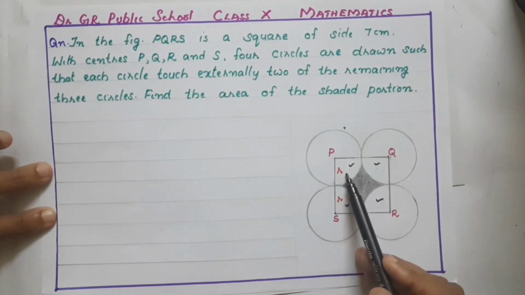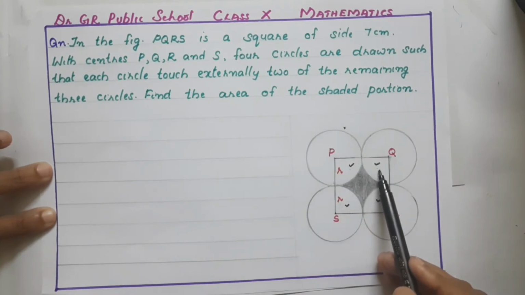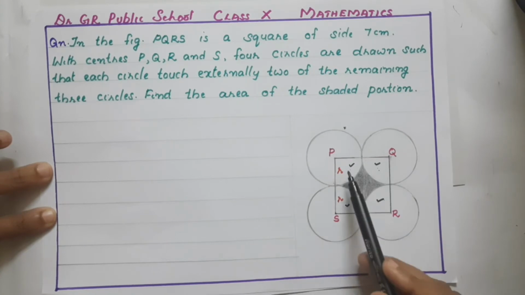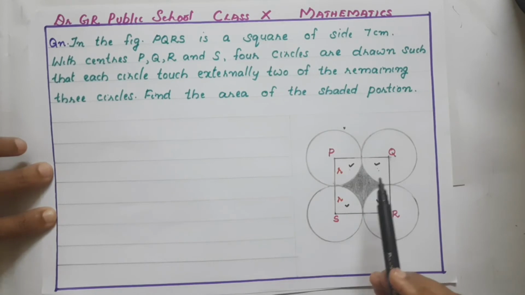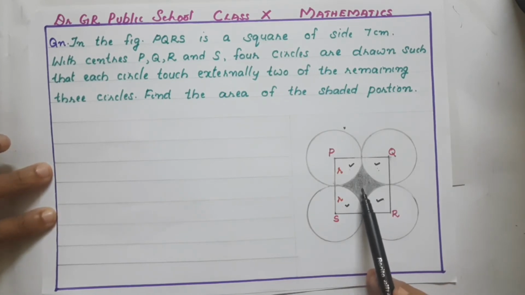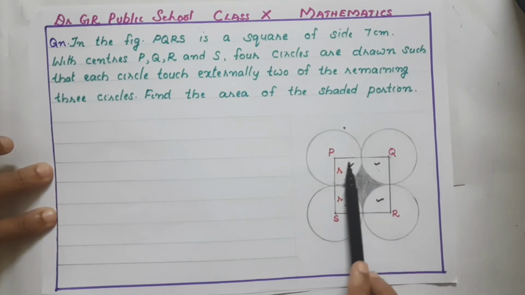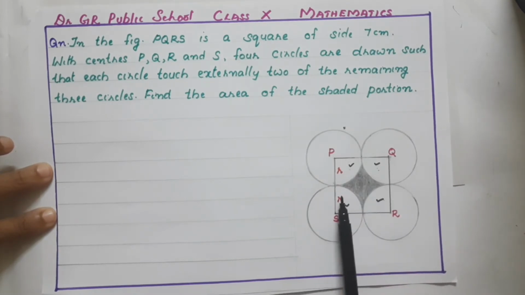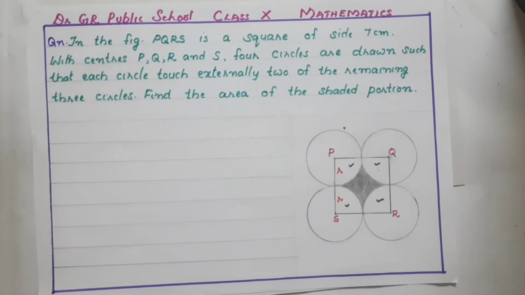And what is this figure? Sectors, isn't it? You can see all are sectors. So, the area of the shaded region is the total area of the square minus the area of these 4 sectors. Did you understand? Area of these 4 sectors.